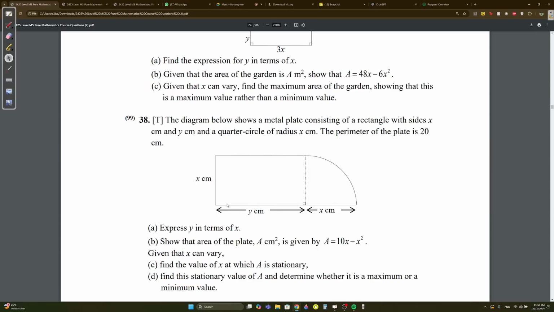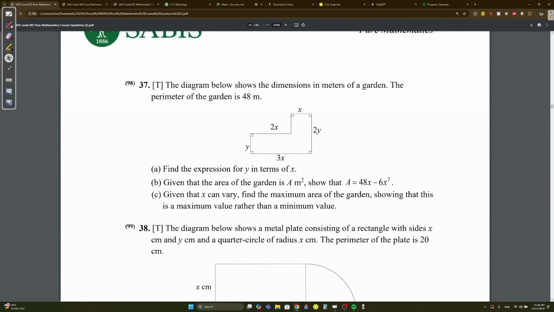Let me do 37. So the diagram below shows the dimensions of the garden. The perimeter is 48. Okay, find the expression for y in terms of x. If perimeter is equal to 48, that means you add up all sides, you get 48. So x plus, I'm going to add up the x's first. x plus 2x plus 3x plus y plus 2y is equal to what? 48.